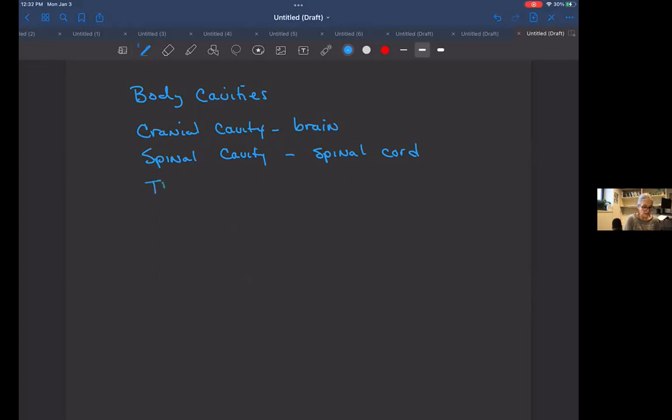So we have then the thoracic cavity. And this is actually protected by the thoracic cage. So that is your sternum, that would be your ribs that wrap around and attach to the thoracic vertebrae. So that is a very protective structure that protects the organs, the heart and the lungs that are in the thoracic cavity. So this would be heart and lungs.